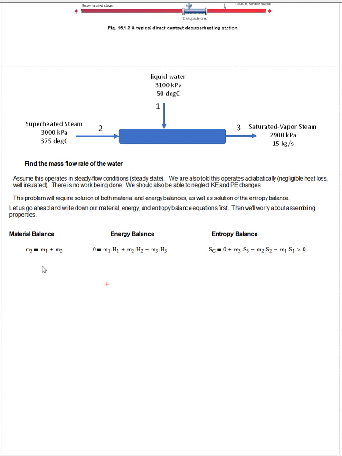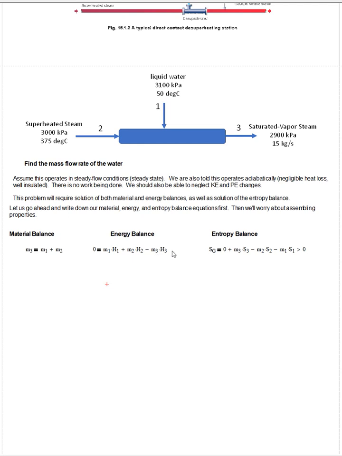Our material balance: accumulation equals in minus out. There is no accumulation, of course, and so in is equal to out. So our input is m˙1 plus m˙2, and our output is m˙3. Remember, we know what m˙1 is, we know what m˙3 is. We want to solve for m˙1 and m˙2. Our energy balance: there's no accumulation, so our input is m˙1 times h1, the enthalpy of stream 1. Our other input that we have to add is m˙2 h2, the mass flow rate of stream 2 times the enthalpy of stream 2, and then minus our output, which is m˙3 times h3.